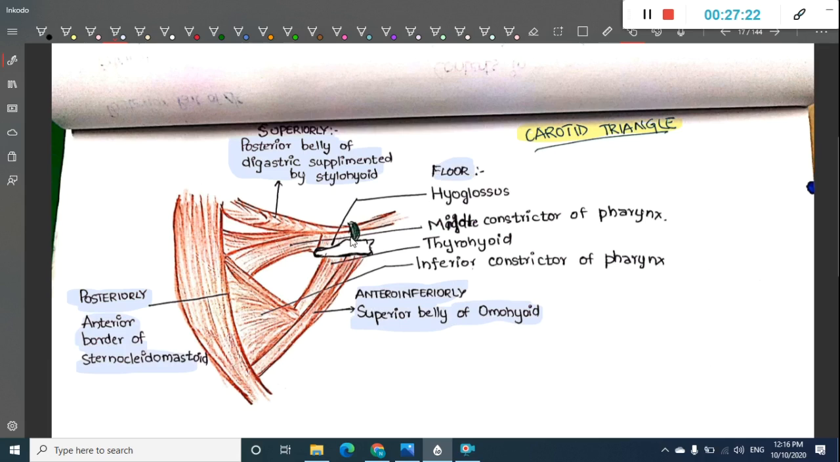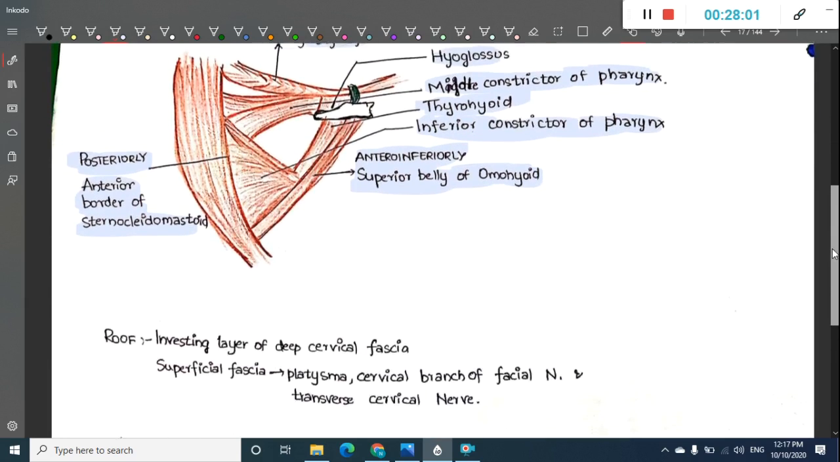Whereas the floor is formed by the hyoglossus muscle. This is hyoglossus muscle. This is the middle constrictor, and this is thyrohyoid muscle. And this is inferior constrictor. So the floor is made up of hyoglossus muscle, middle constrictor, thyrohyoid muscle and inferior constrictor. So these form the floor of the carotid triangle.